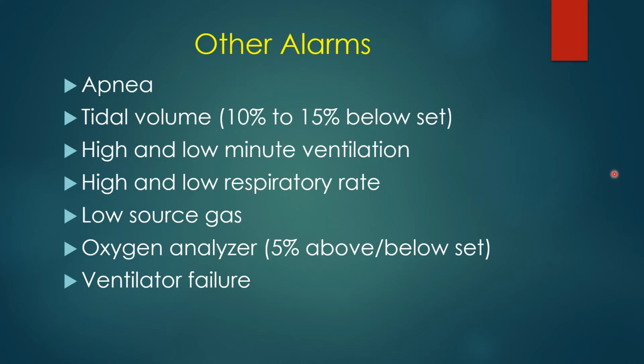Some ventilators have a high and low respiratory rate alarm. So if you've got it set at 30 and he starts breathing 30, you get an alarm that he's breathing fast. Or if you set a low respiratory rate alarm at 10 and he starts breathing like 8 breaths per minute, then you'll get an alarm to let you know that that's happening to the patient. Other alarms are like low gas source. If all of a sudden there's no compressed air or there's no oxygen, your machine should indicate low air pressure or low or no O2 pressure.